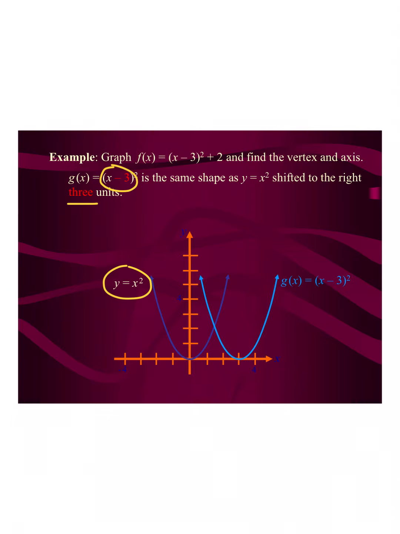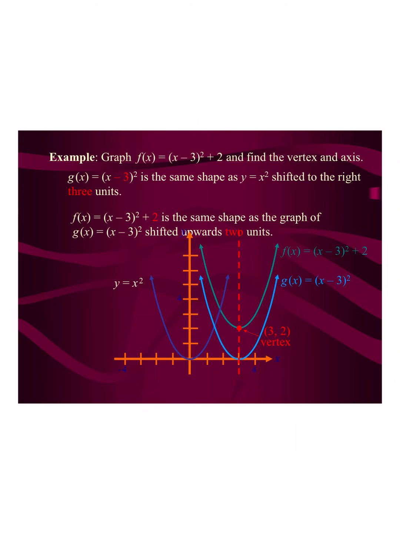So now the last thing we have to factor in is going to be this plus 2 on the outside. And then again, we'll use it to help us identify the vertex and the axis. All right, so we already know that the x minus 3 shifts it over to the right 3 units. And now the difference between our final function and g of x is the fact that that plus 2 is going to move the whole thing up 2 units. So we can see our greenish shape here, which is the f of x, our final function, which is x minus 3 squared plus 2.